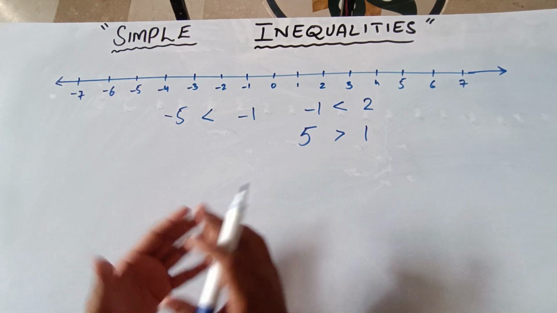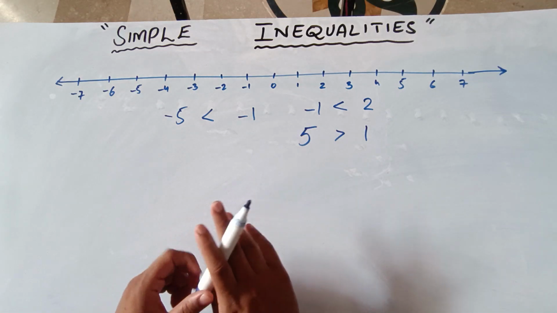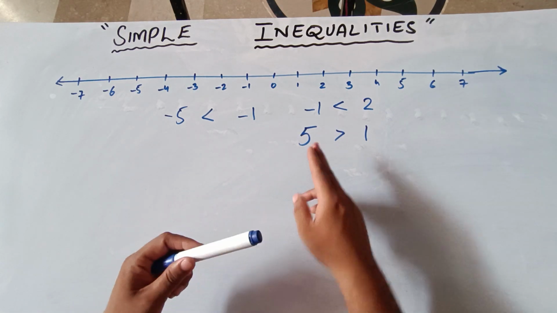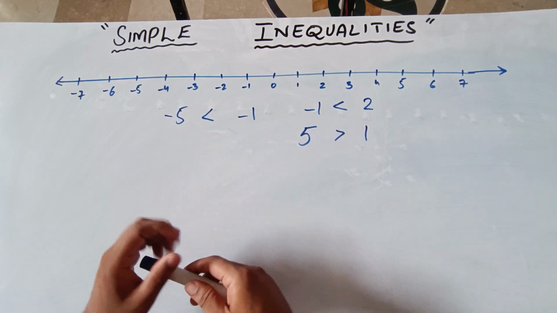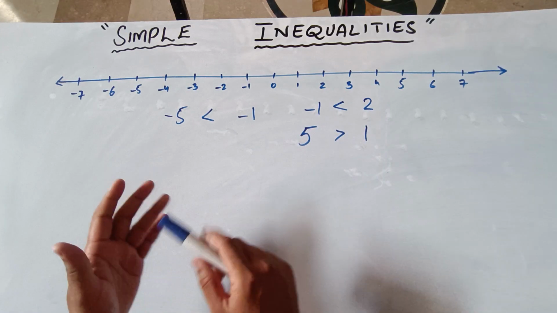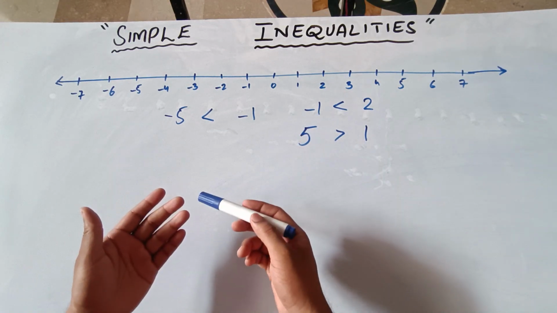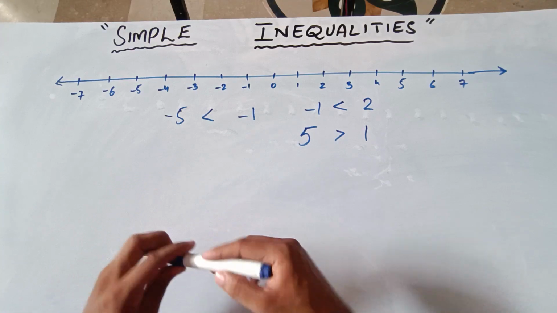So, in the case of inequalities, the two sides are not equal. 5 is greater than 1, and -1 is lesser than 2. It means that the two sides are not equal. If the two sides are not equal, they are called inequalities.